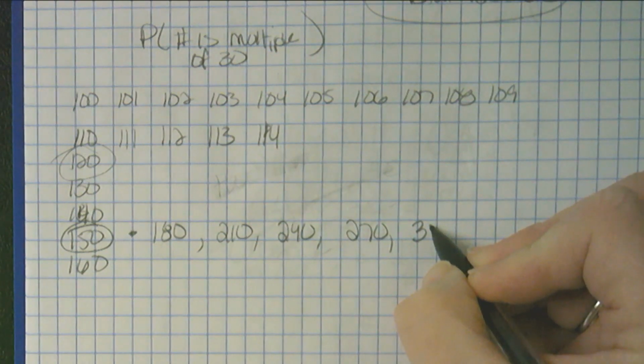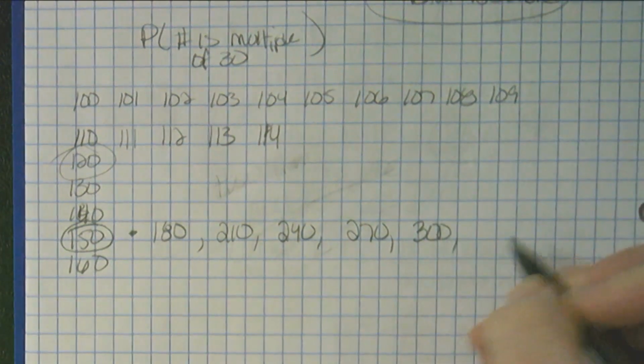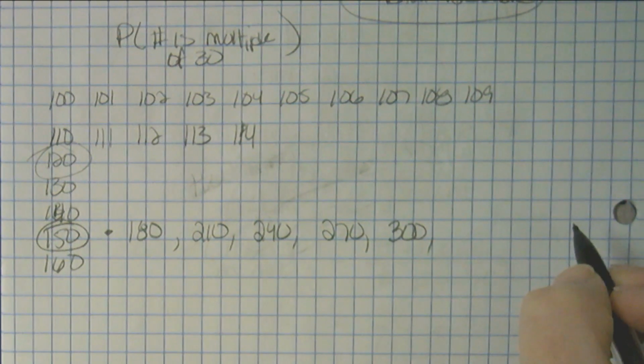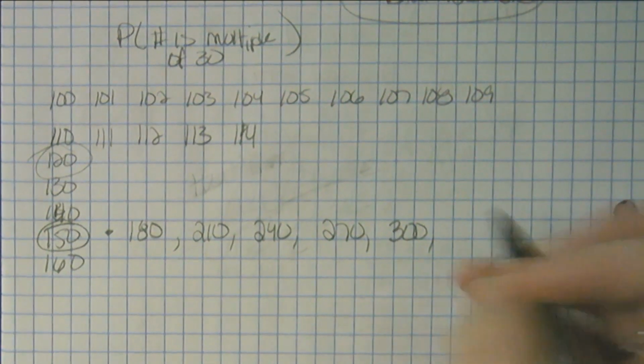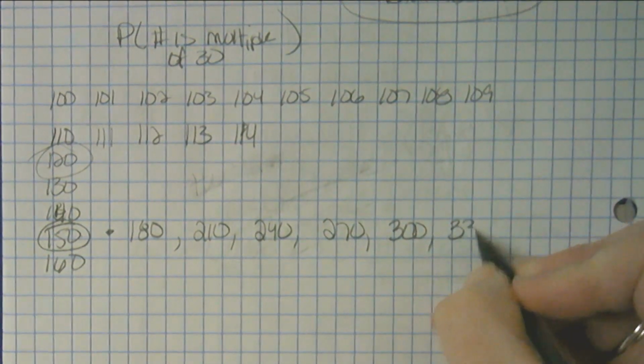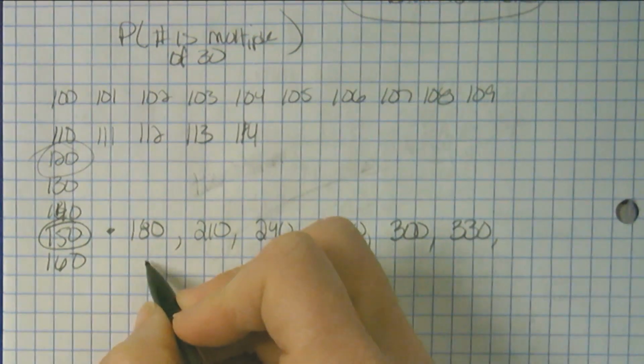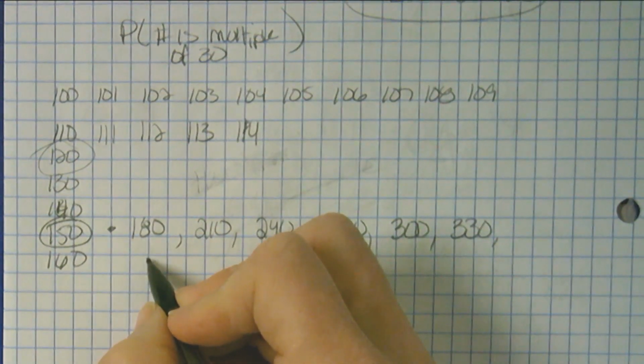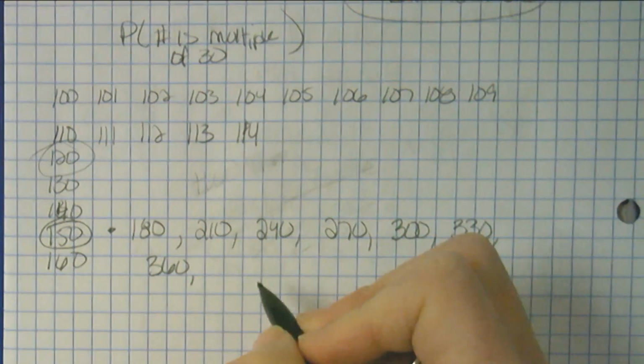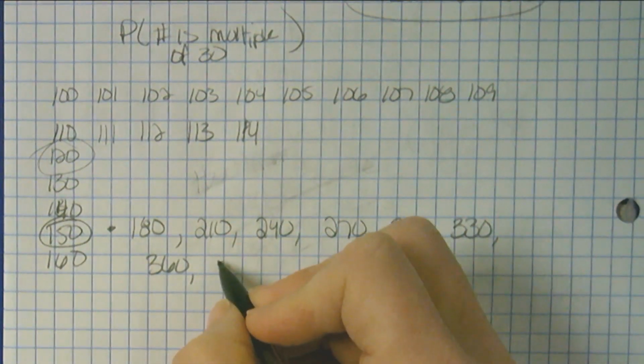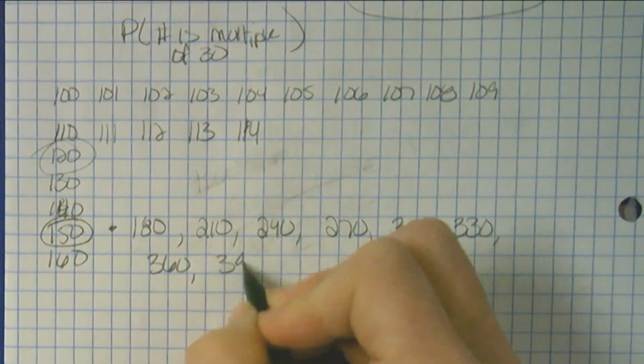What's 10 times 30? 300. What's my next one up for that? Or just add 30 each time. What's my next one for that? Jacob? 330. What's my next one? Charlotte? 360. What's my next one? Isabella? 390. And we would keep going from there.